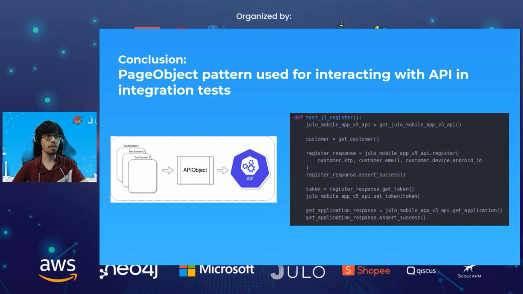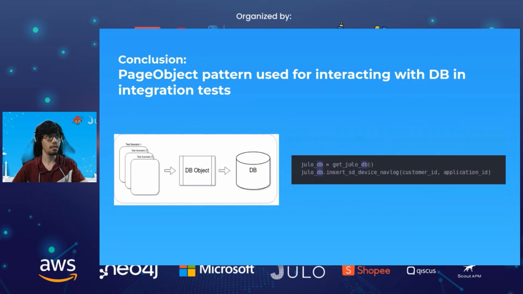And actually, not only API, it can be implemented also in DB, to interact with the DB. So this is the example, we call it a DB object. So we can just try to call the class here. It will get the DB object, and inside of the DB object, there is a method for this one. Insert the navlog, something like that, with the customer ID and also the application ID. And yeah, that's all. It's just a pattern. It can be used anywhere, I guess, if you have things to do. And yeah, I think that's all.